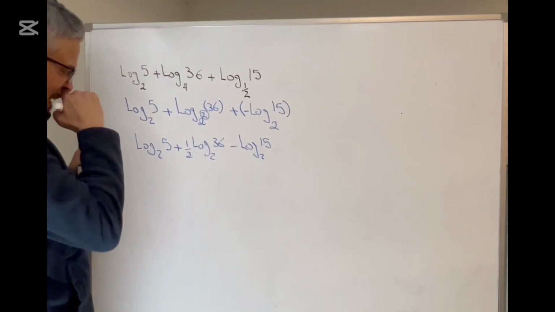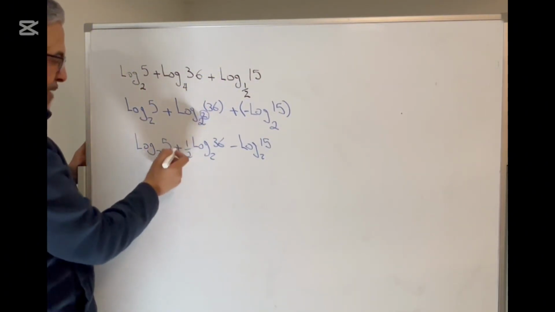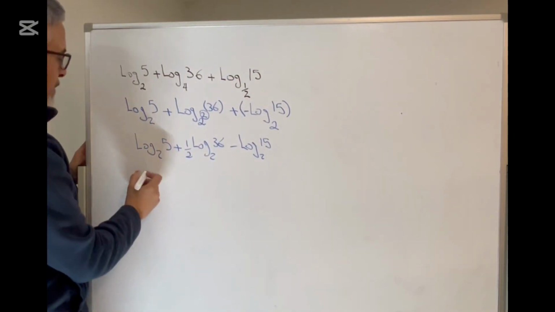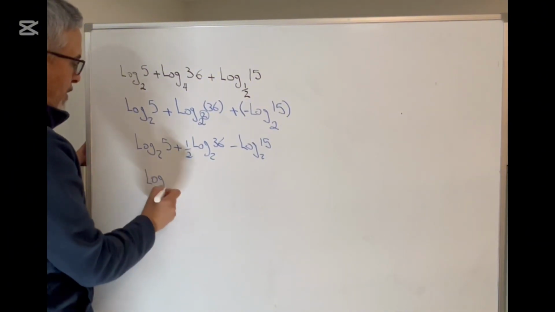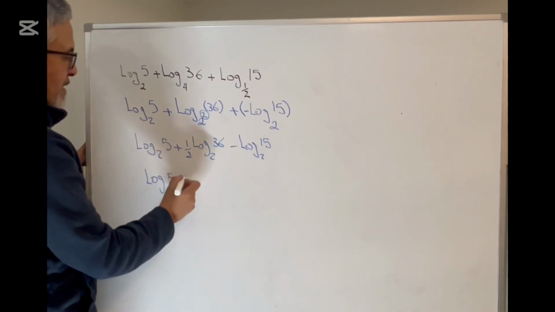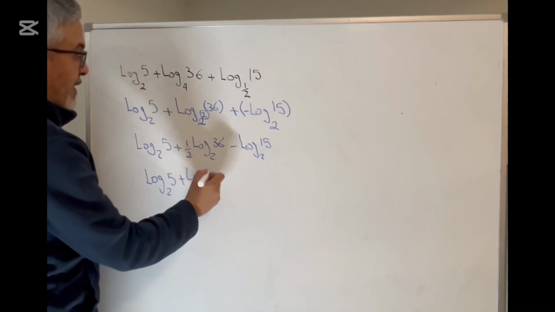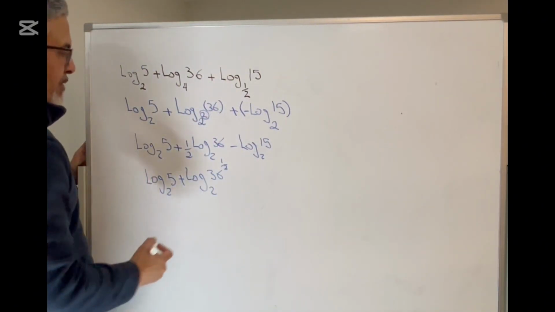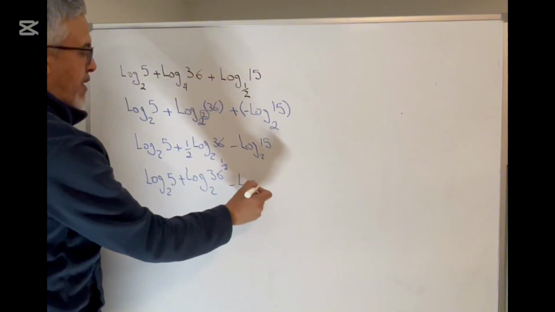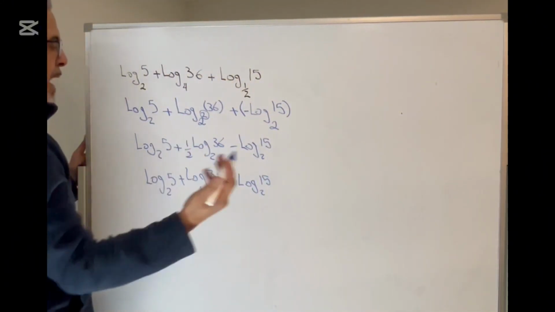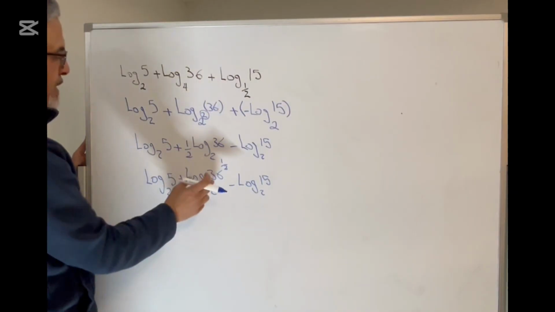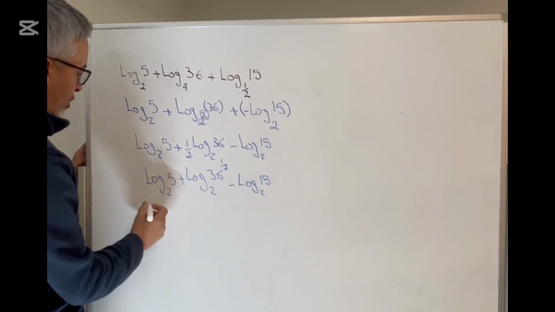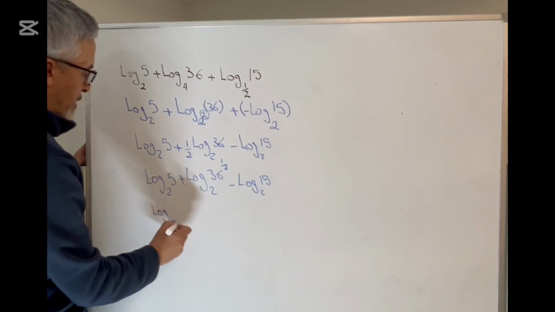But we still have to do one more thing before we could do that, because of that half here. If we don't bring it up here, we're not able to collect the logs yet. So now this becomes log base 2 of 5 plus log base 2 of 36 to the power of 1/2. That's the log rule, it could bring the half on top of the 36, minus log base 2 of 15. And you know, in math, we always simplify. So this 36 to the power of 1/2 is the same as the square root of 36. Let's simplify this first before we combine the logs.